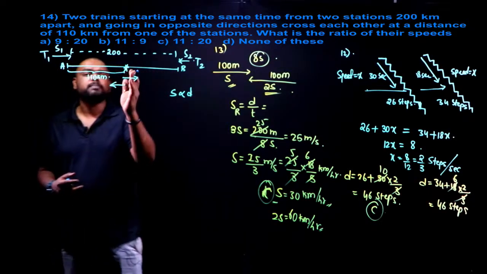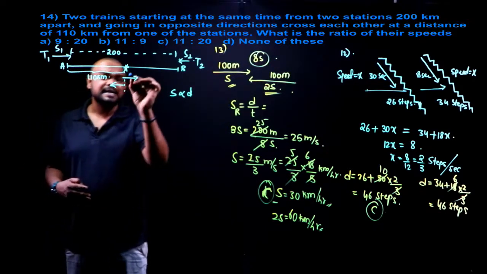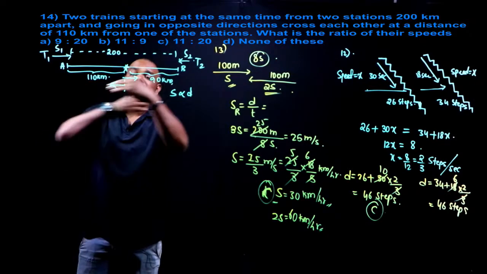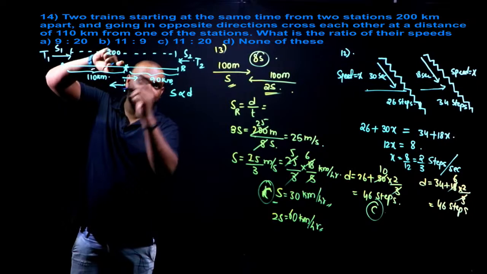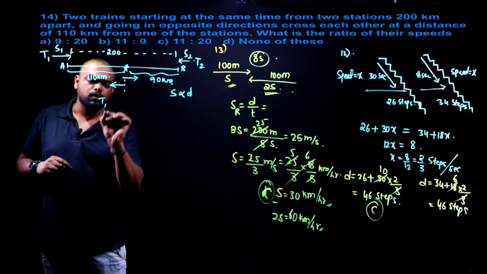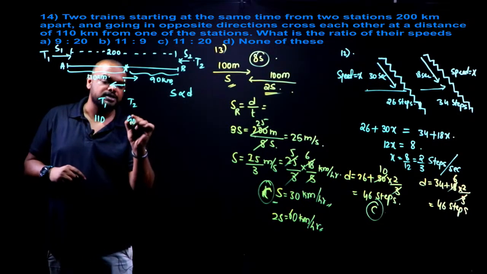So, when they both meet here, train 1 covered 110 kilometers. If this is 110, what will this be? This should be 90 kilometers. So, when they both cross each other here, train 1 came 110, then train B should have covered 90 kilometers. So, train 1 covered 110 and train 2 covered 90 kilometers.